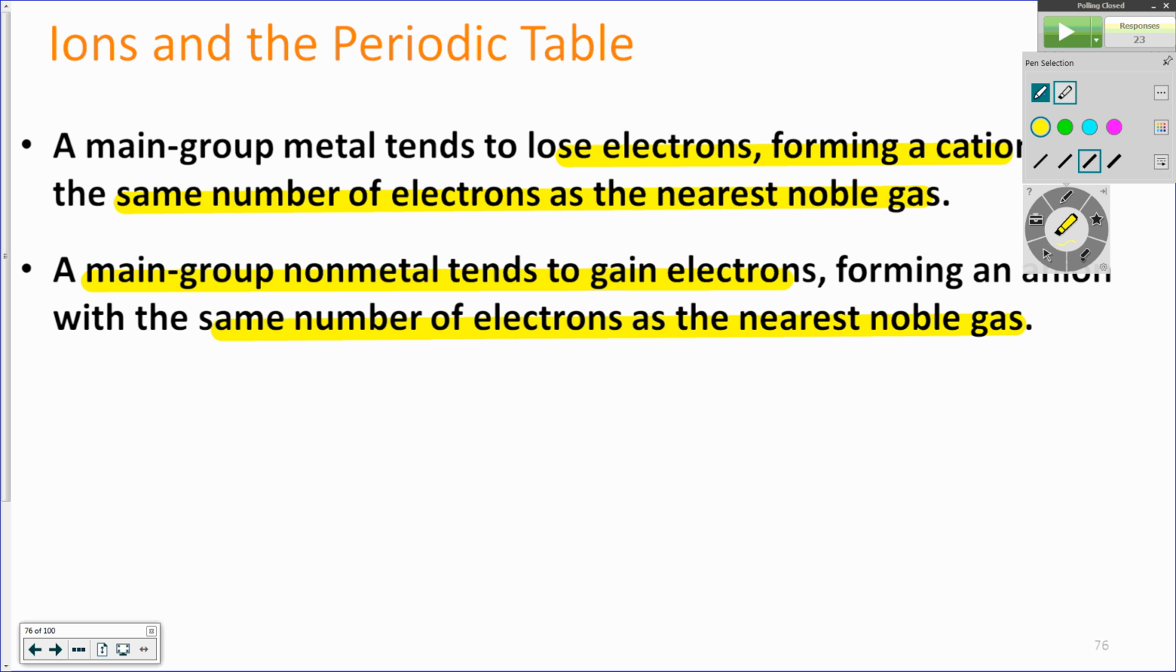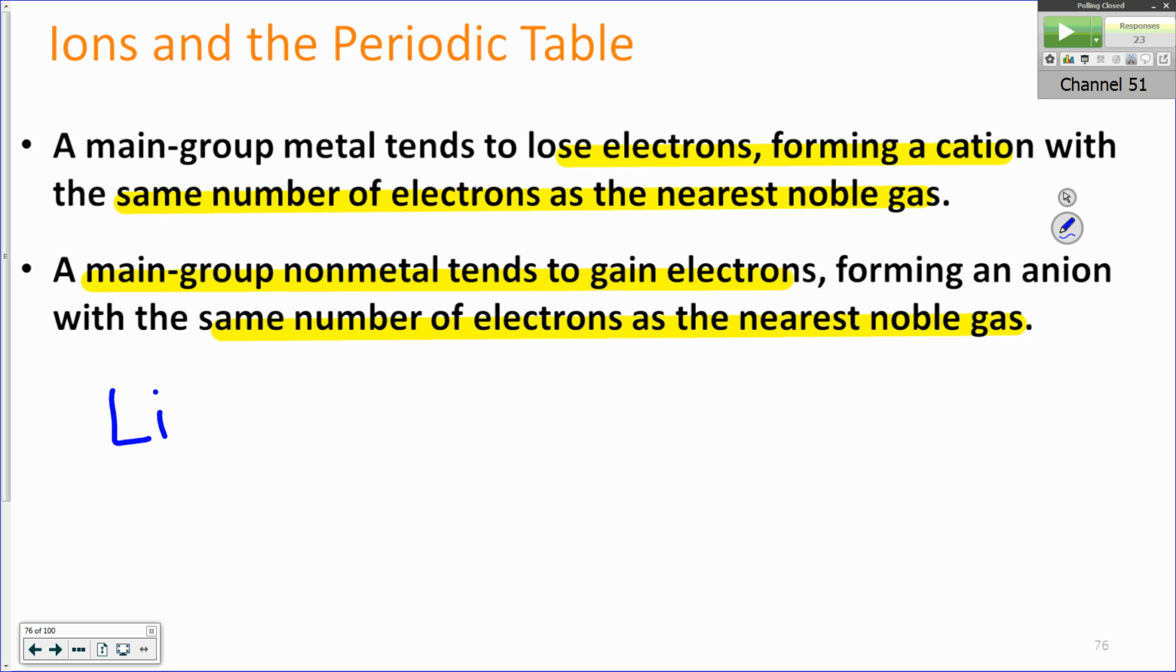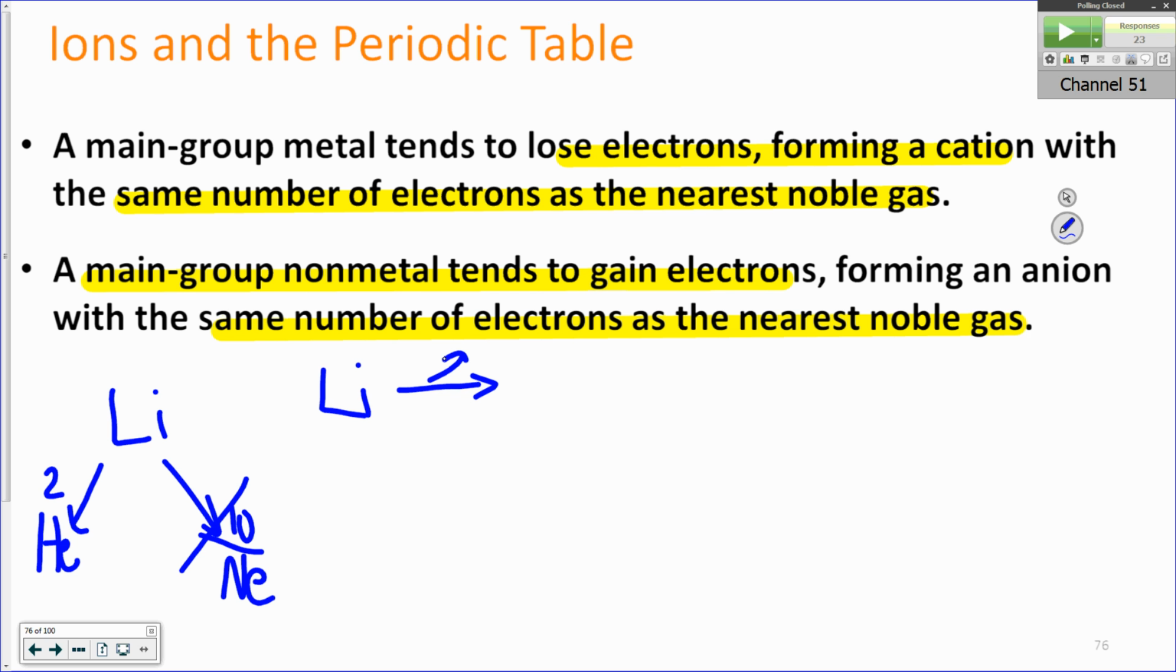What that means is, if I look at something like lithium, the nearest noble gas to lithium is either helium with 2 electrons, or I've got to go all the way across the periodic table to neon with 10. It's not going to make sense that it's going to gain 8 electrons to be like neon. So what's going to happen is that lithium is going to lose 1 electron.